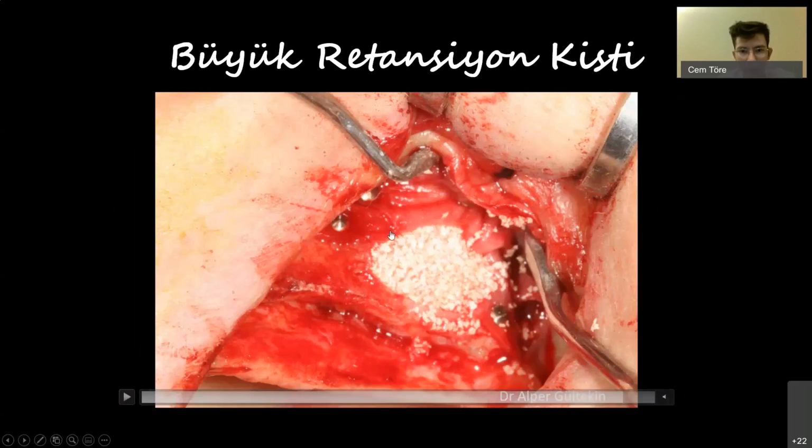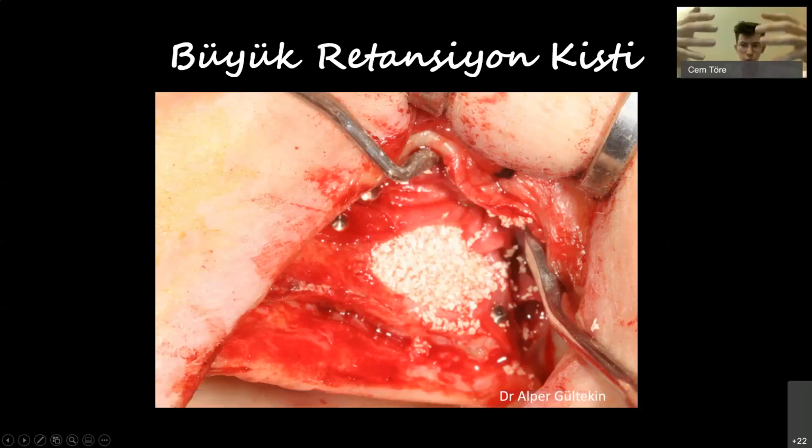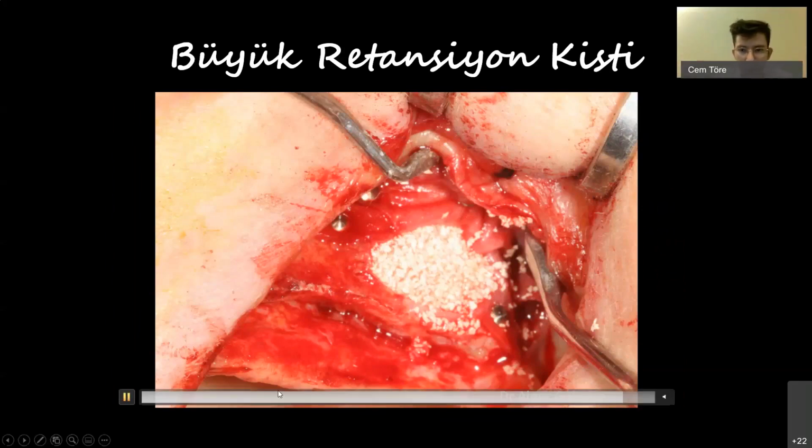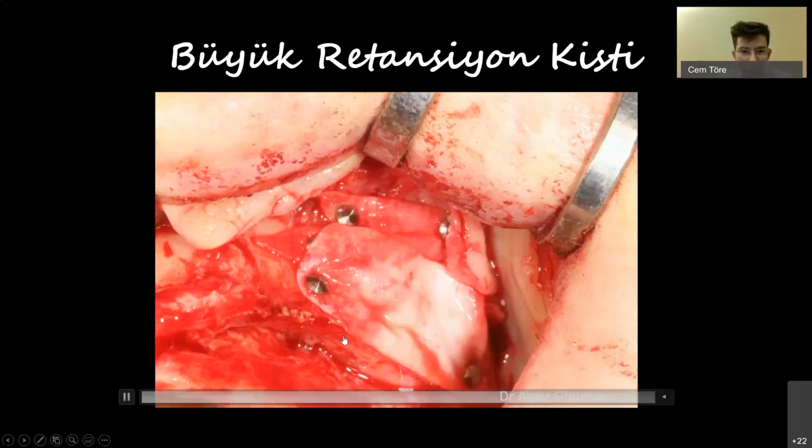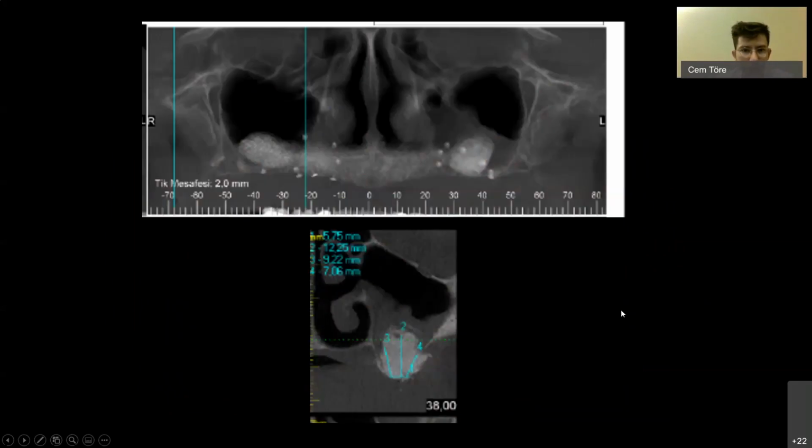Okay. This is the created Schneiderian membrane, as we said. These are the pins holding it from the outside so that it doesn't just go in all at once. That's what the pins are doing. And then we close it with another collagen membrane and place two pins. This is the after panoramic and tomography. Sufficient foam in every location.